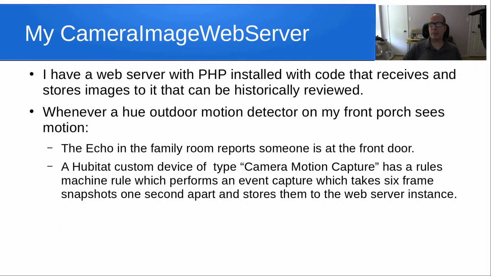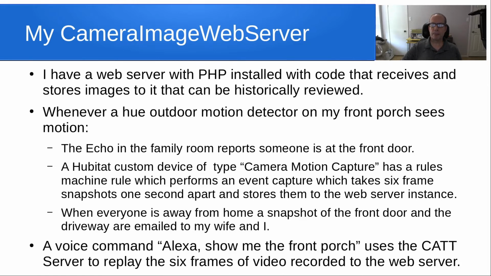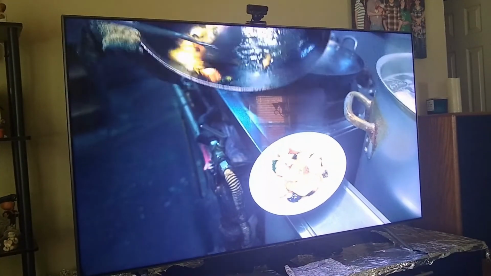A Habitat custom device of type camera motion capture has a Rule Machine rule which performs an event capture which takes 6 frame snapshots 1 second apart and stores them to the web server interface. When everyone is away from home, a snapshot of the front door and the driveway are emailed to my wife and I. A voice command, Alexa, show me the front porch, uses the Cat server to replay the 6 frames of video recorded to the web server. Show me the front porch.